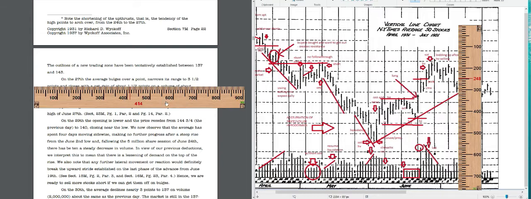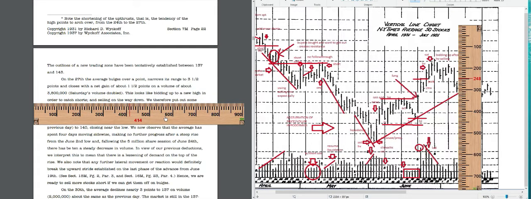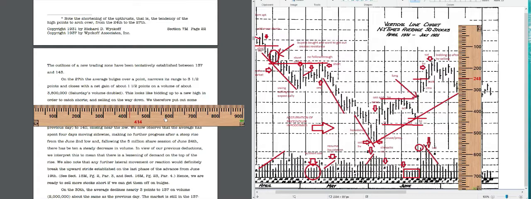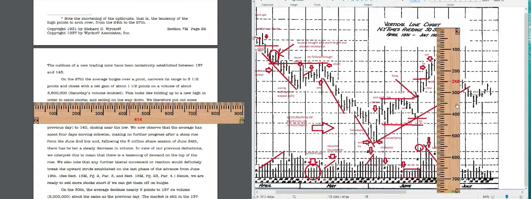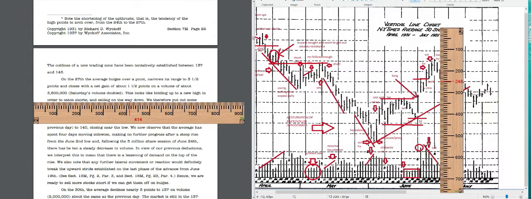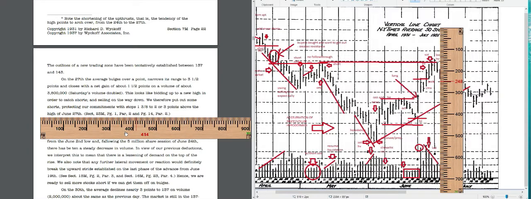On the 27th, bulges over, narrows its range. Looks like bidding up to new high in order to catch shorts and selling on the way down. New high meaning also taking out this resistance area. Like if you see over here, there's your new high, takes it out and then goes right back down. We therefore put out some shorts protecting our commitments.